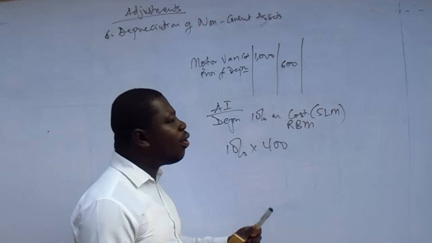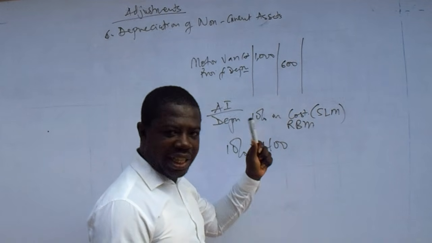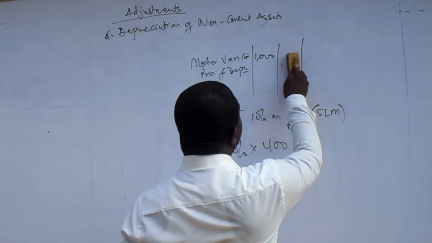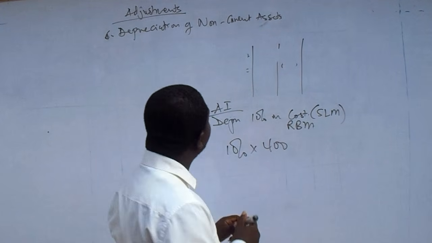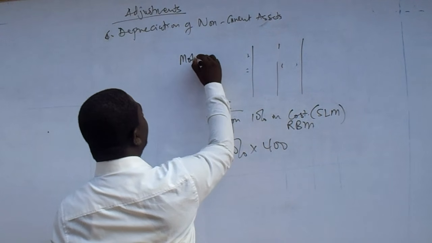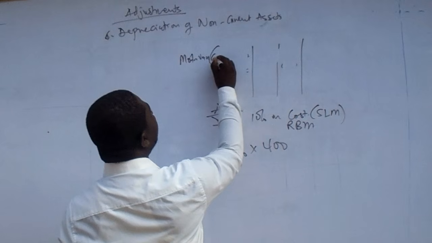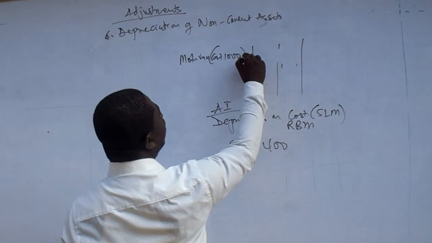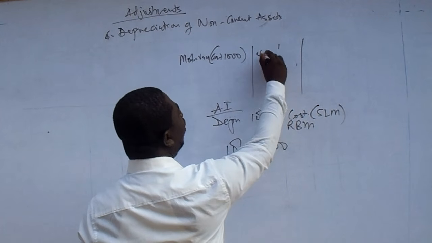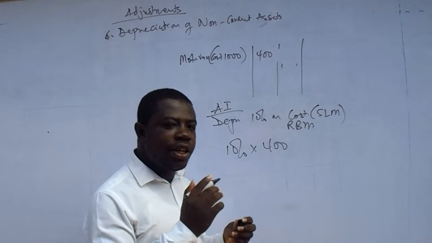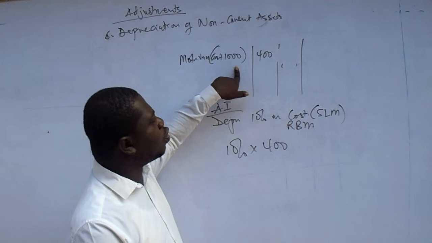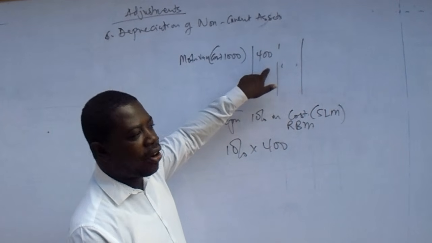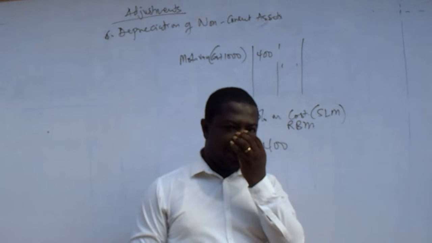Now, take note that another way this could have been presented is that they will not bring the 1,000 and the 600, or they will just say motor van, then into brackets they will say cost 1,000, then they will put 400 here. Take note very well. They will just say motor van in brackets, cost of 1,000, then they will put 400 here, so there is no accumulated depreciation.